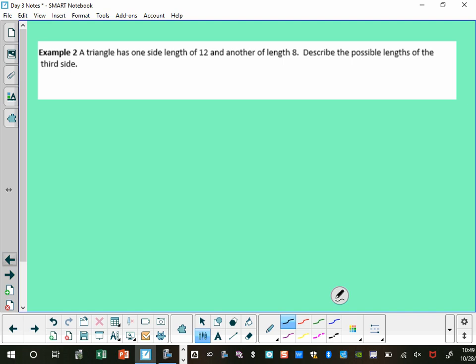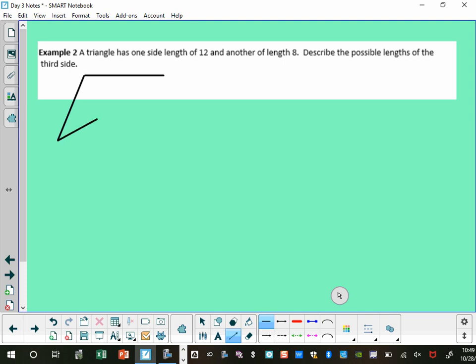It says a triangle has one side length of 12 and another length of 8. Find the possible lengths of the third side. And you guys, you don't have a picture, so I'm going to draw one. It's not drawn to scale, but we're just trying to figure out what that last side could be. So let's say this is 12, this is 8, this is X. I have no idea what that side is, because it says the triangle has one side of 12, another of 8. We're trying to figure out what that possible third side could be.